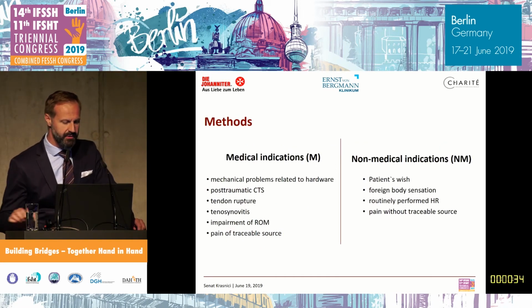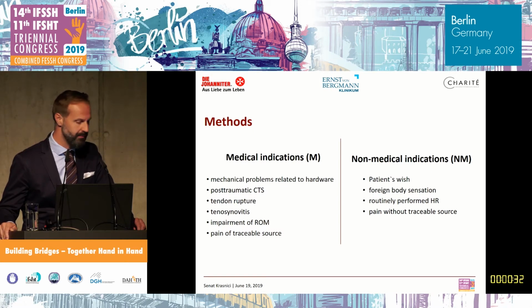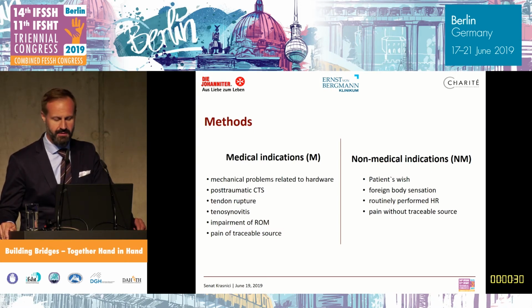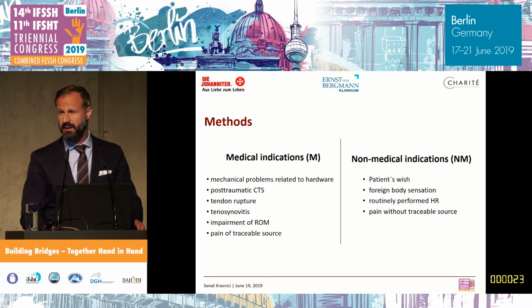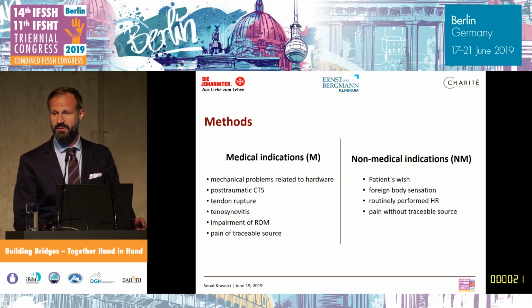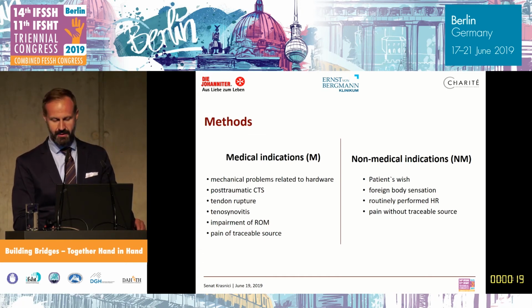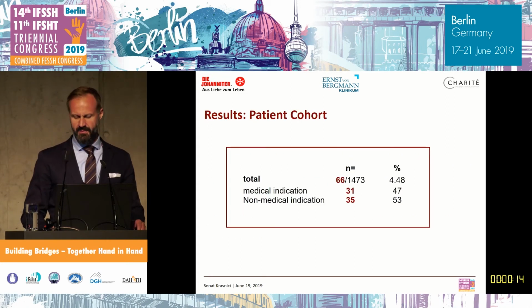The medical indications were briefly the mechanical problems related to the hardware, post-traumatic CTS, tendon rupture or tenosynovitis, impairment of function, and pain of traceable source. The non-medical indications were defined as the patient's wish or foreign body sensation, routinely performed hardware removal, and pain without a traceable source.